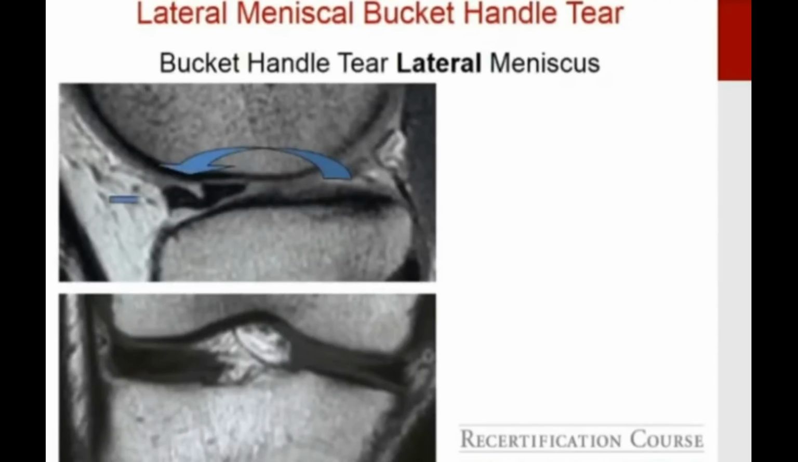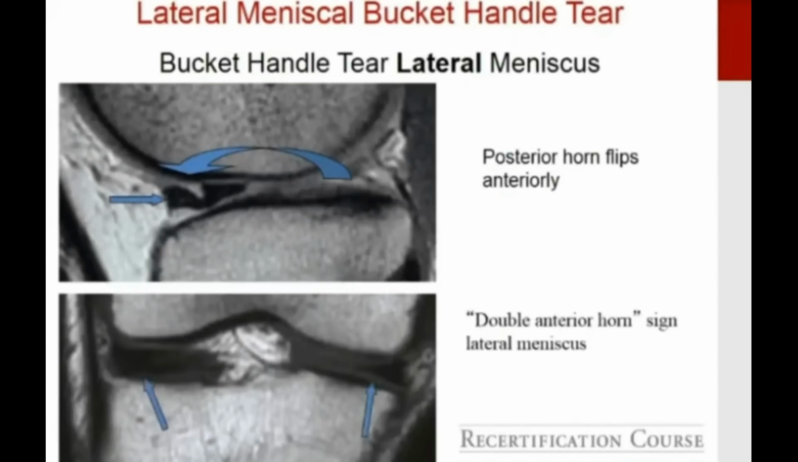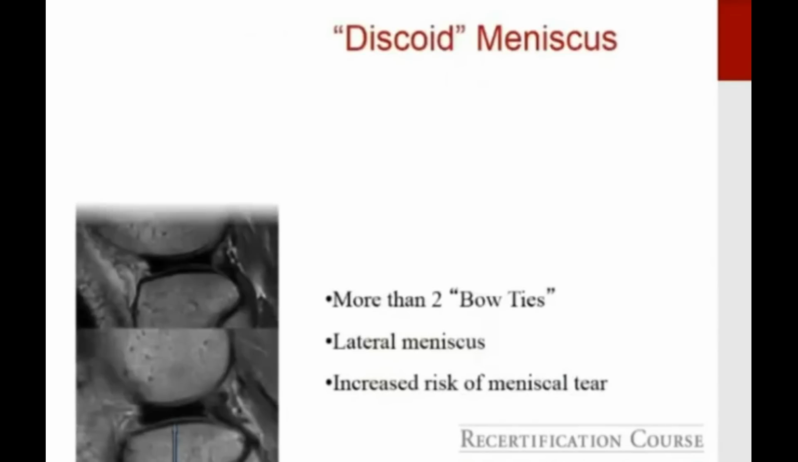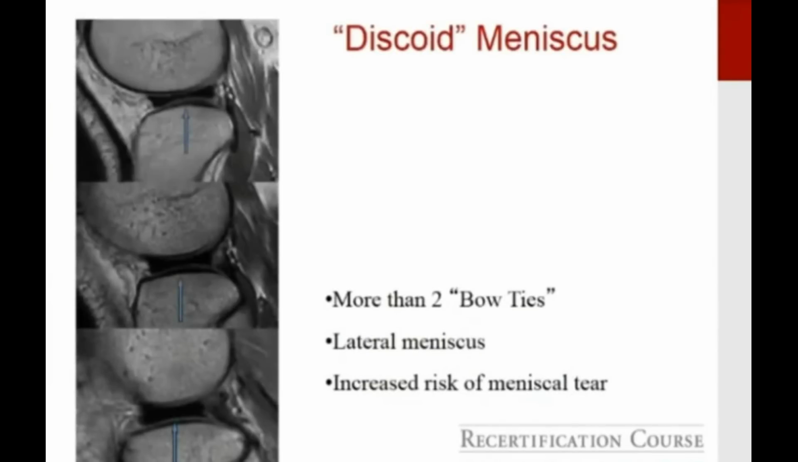If you have a tear of the lateral meniscus, the most common sign we see is referred to as the double anterior horn sign. You have a diminutive or absent posterior horn. It flips centrally and anteriorly into the compartment, and it gives you the appearance of two anterior horns and the lack of a posterior horn. And this is the typical appearance for the lateral meniscal bucket handle tear.